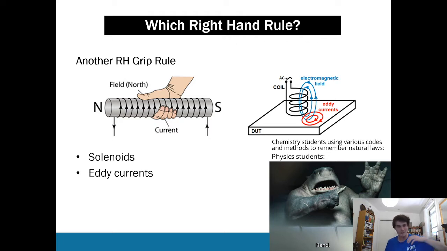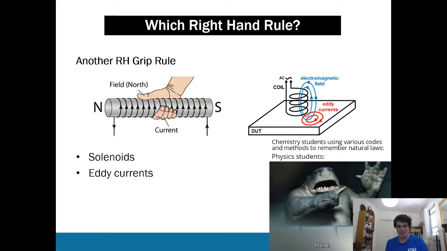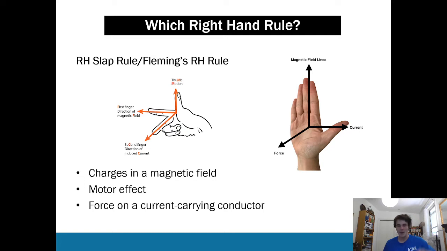And this is really useful for figuring out stuff like eddy currents and solenoids. It basically allows you to think, okay, where's the magnetic field moving? And as a result, where is my current going to move subsequently? So that's where we can use this right-hand grip rule, whenever we're dealing with stuff like circular circuits or current that's flowing from north to south. Basically, whenever we've got a magnetic field that's moving through some kind of solenoid, that's where we can use this right-hand rule. Our last right-hand rule is our right-hand slap rule.